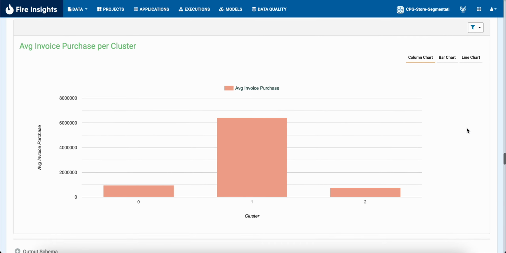We see the same pattern show up in the average number of invoices per cluster. We can see that the stores that exist within cluster 1 have easily more than those that exist within cluster 0 and cluster 2.